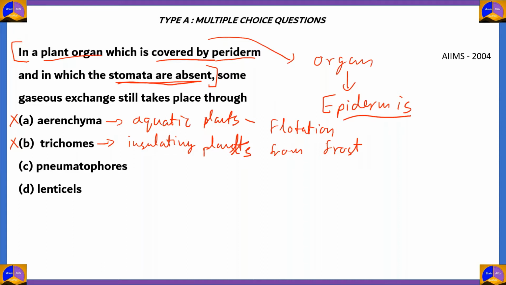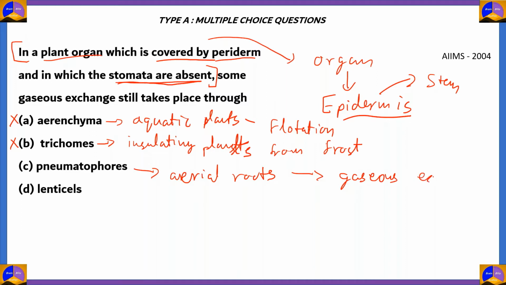What about option C? Pneumatophores. These are aerial roots, and epidermis is present on the stem. And these aerial roots also undergo gaseous exchange. So it might seem like option C is correct, but since pneumatophores refer to aerial roots and the epidermis is found on the stem, option C is incorrect.